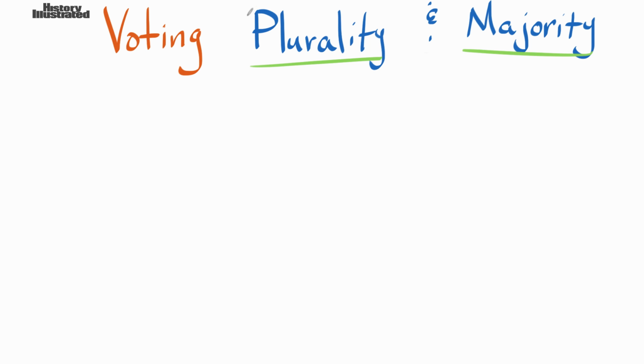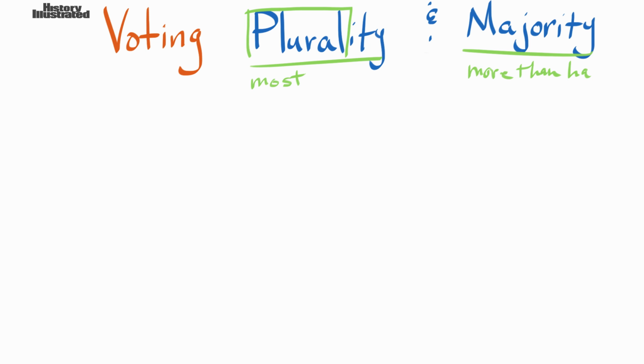If you look at the word plurality, you'll notice at the beginning of it there's the word plural. If you pluralize a word, you add an S to it, which means there's more than one. So plurality typically just means the most, whoever has the most votes. A majority, though, is whoever has more than half.